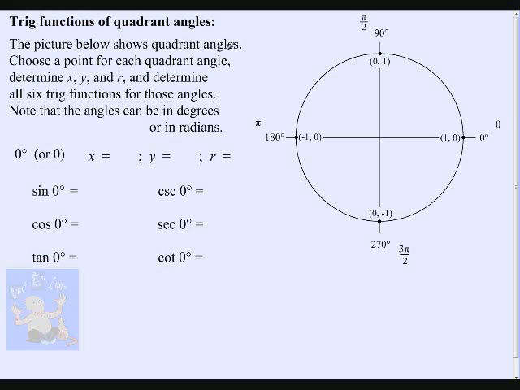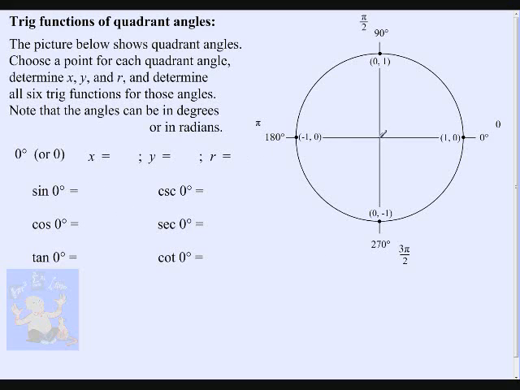The picture below shows quadrant angles. That's what we're talking about here. Choose a point for each quadrant angle, determine x, y, and r, and determine all 6 trig functions for those angles. Note that the angles can be in degrees or in radians. In fact, I show them here in degrees and in radians. 90 degrees and pi over 2 are exactly the same angle measure. This is the one we're most familiar with. 180 degrees is exactly the same as pi radians. Okay, I think we got those straight.